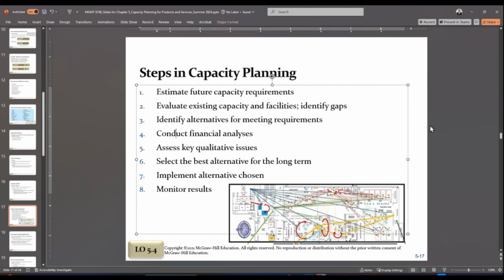2 years is preferred, 3 years is preferred, 7 years is, I will say, marginal. If it is taking 8 or 9 years, definitely management won't give approval unless it's a must. But again, if there is a strong increase in demand, the ROI and the payback should be smaller, like 2 or 3 years. So do that financial analysis and then assess any key qualitative issues. Select the best alternative for the longer term, keeping the long term in mind. So again, this term long term is very important.